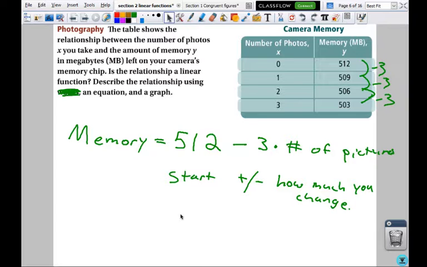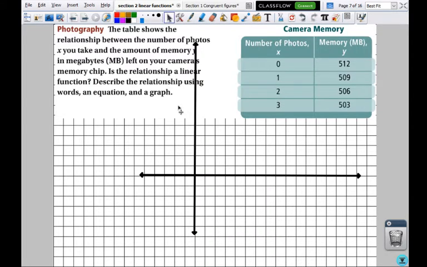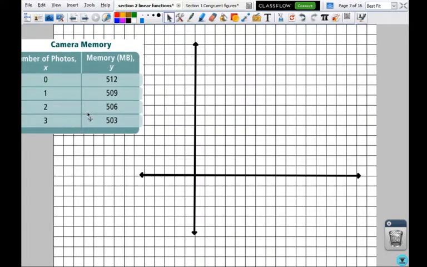Got it? Okay. So we're going to graph this, and I don't think you guys have seen this piece before. So we are going to graph this table right here. And let's look, my x's, I'm going from 0 to 3. Do I need to make my x's go by anything other than 1? No.